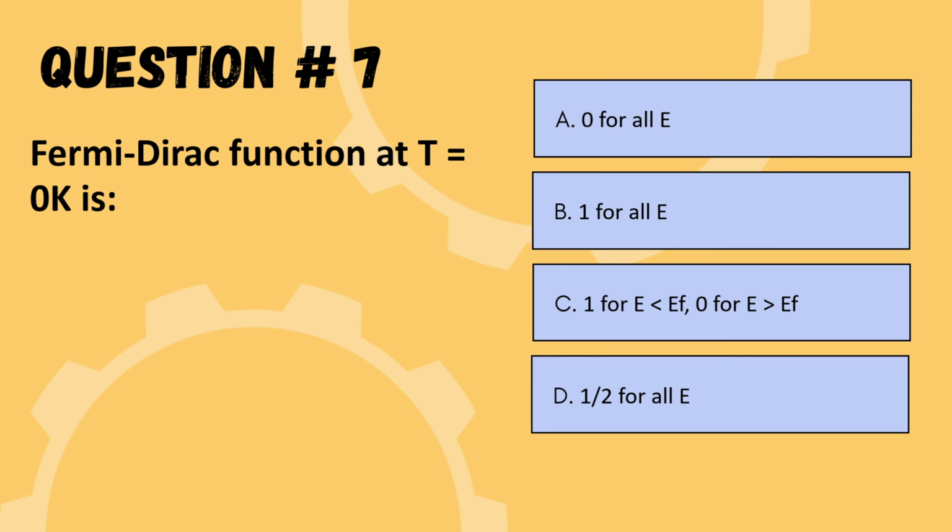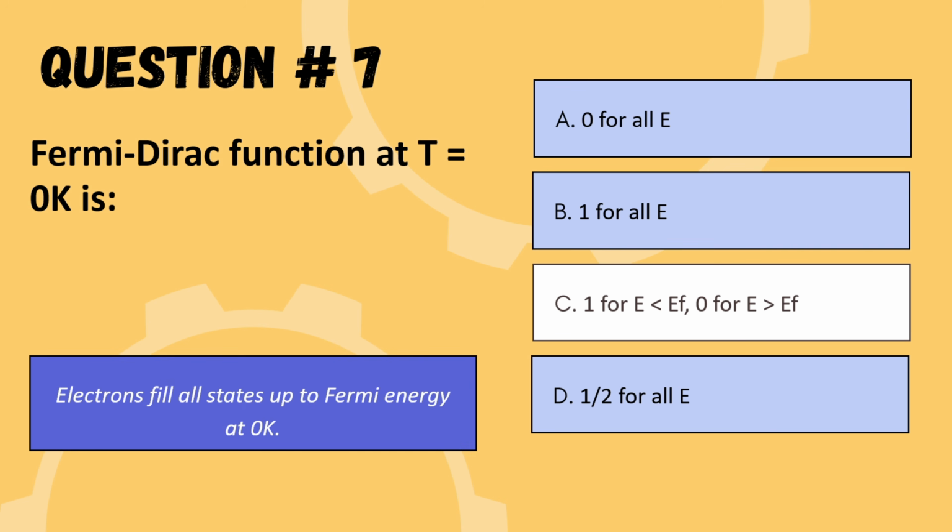Next question is: Fermi-Dirac function at T equal to 0 Kelvin is. Options are 0 for all E, 1 for all E, 1 for E less than EF and 0 for E greater than EF, or half for all E. So the correct option is option C, 1 for E less than EF, 0 for E greater than EF. So we are moving to the next question.